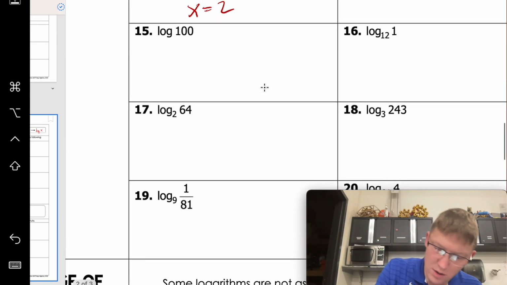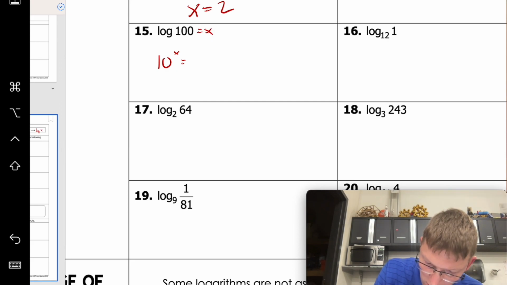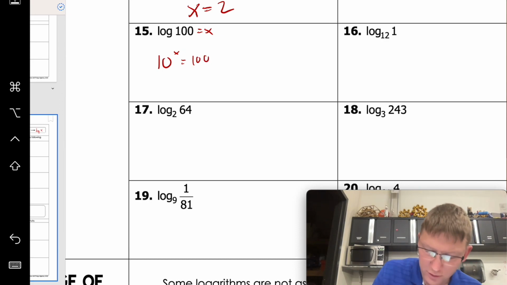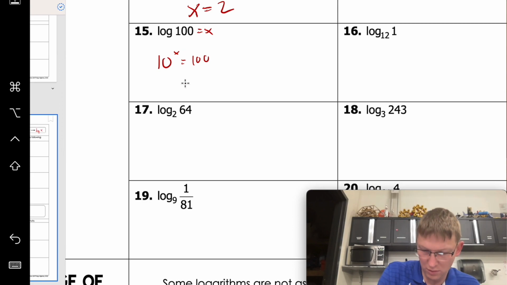Then if we look at number 15, the same process goes along. Here we don't have a number, so that is an implied 10. So we have log base 10 of 100 equals x. My x and my 100 switch places, and again, my x is going to equal 2.